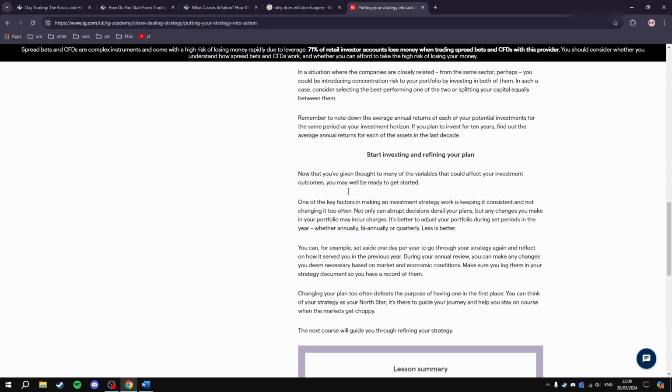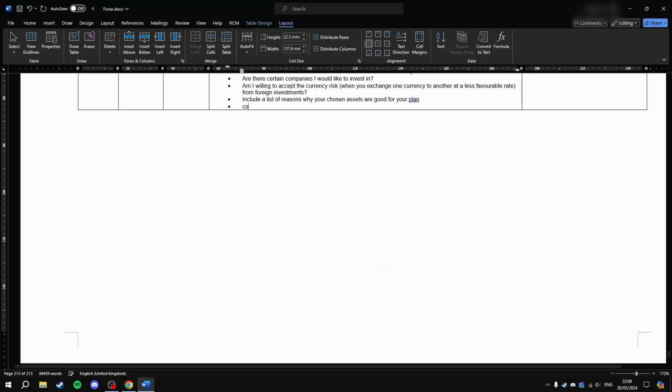In a situation where the companies are closely related, from the same sector perhaps, you could be introducing concentration risk to your portfolio by investing in both of them. In such a case, consider selecting the best performing one of the two or splitting your capital equally between them.